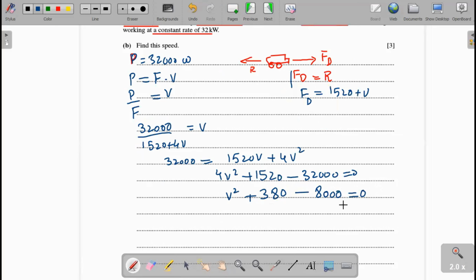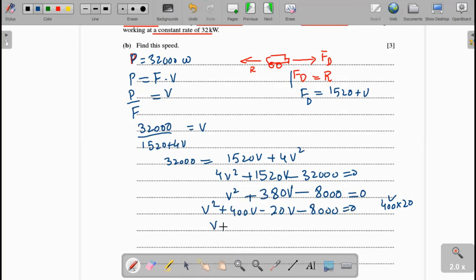Now we take the factor 400 multiplied by 20, we get 8,000, and when we subtract 20 from 400, we get 380. Therefore, we can write it as V square plus 400V minus 20V minus 8,000 equal to 0.